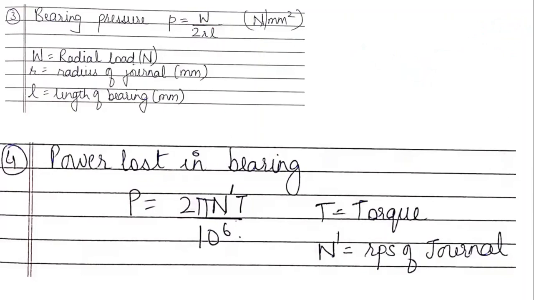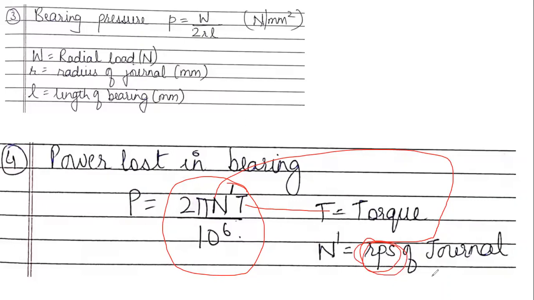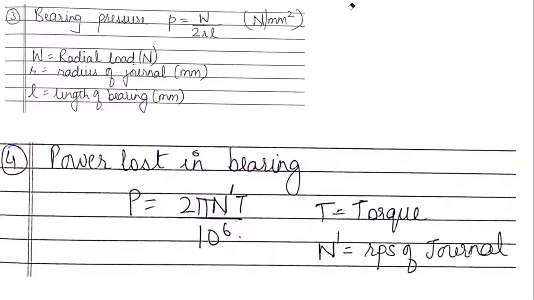Next formula you should remember is power lost in Petrov's bearing. The formula for power lost in Petrov's bearing will be 2 pi n dash T upon 10 raised to 6, where T is the torque and n dash is revolutions per second, RPS, of the journal. 2 pi n dash T upon 10 raised to 6.